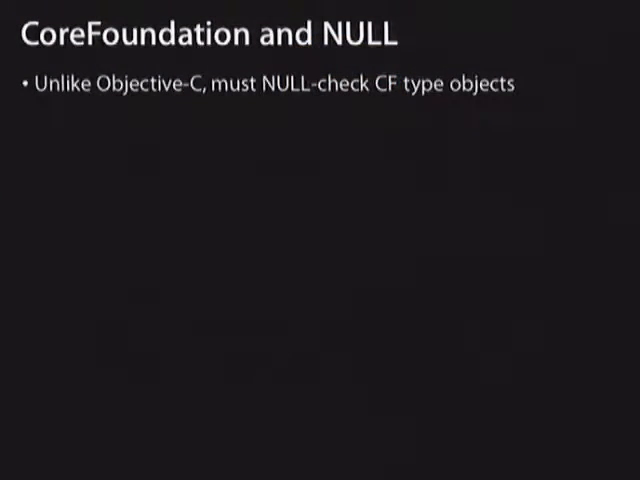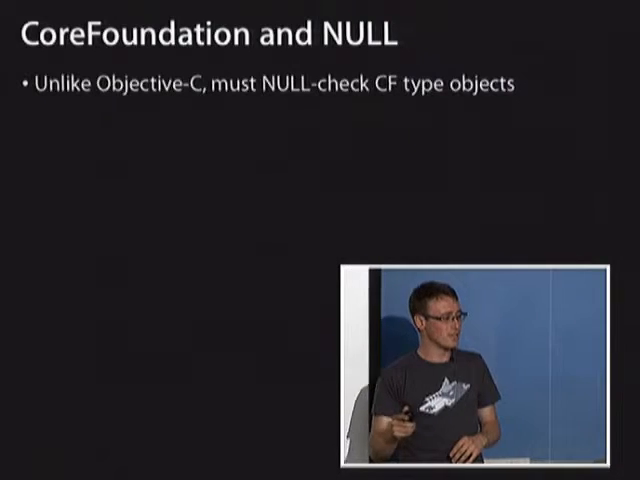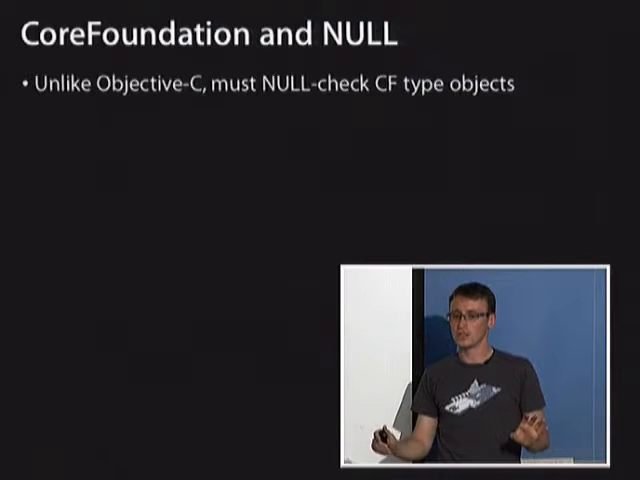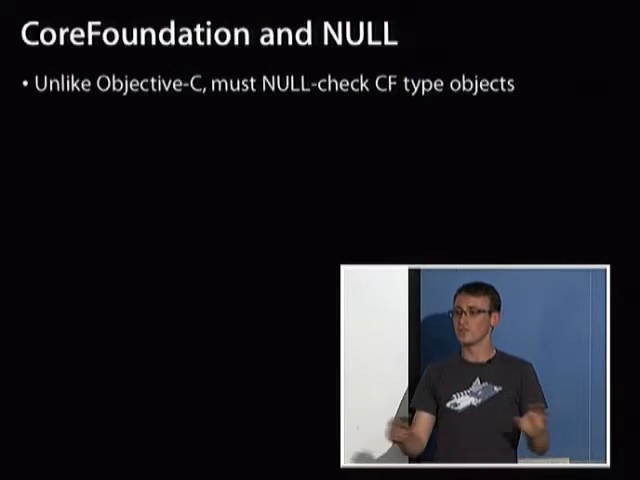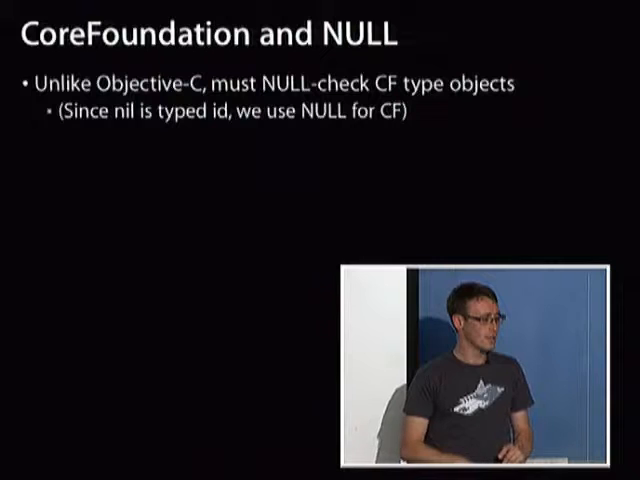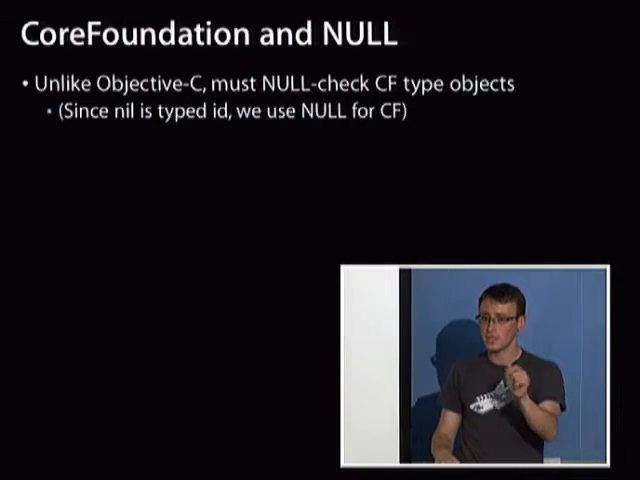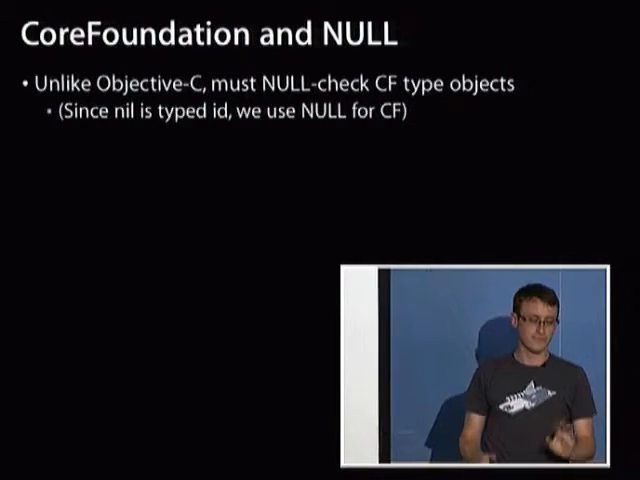All right. So CoreFoundation and null. There's one thing that's a little different between Foundation and CoreFoundation. It's null. None of the CF functions check for null. So do not pass null to any of the CF functions. That means if you do pass null to CFRetain, it will crash immediately. You'll know very quickly.